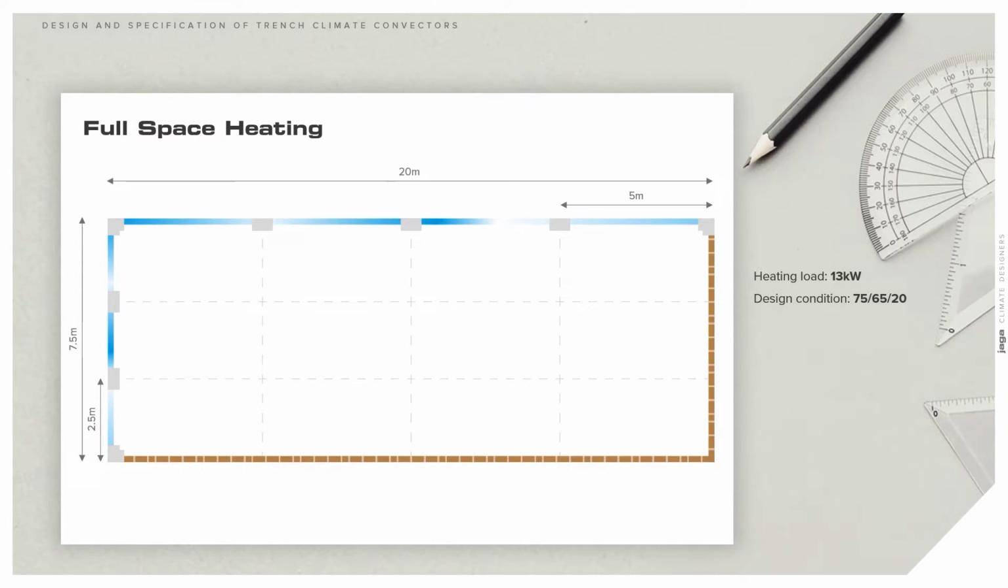In order to make a product selection, we need to establish what available space we have. This would typically be the available width between the window frames. In the example, we have a total of 4 sections at 3.75 meters and 3 sections at 1.5 meters, giving us a total of 19.5 meters. From this, we can then calculate the heating requirement per meter by dividing the heat loss of 13 kilowatts by the overall length of 19.5 meters to give us 666 watts per meter.